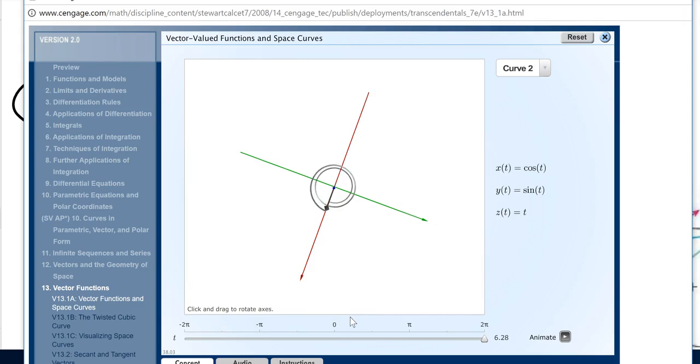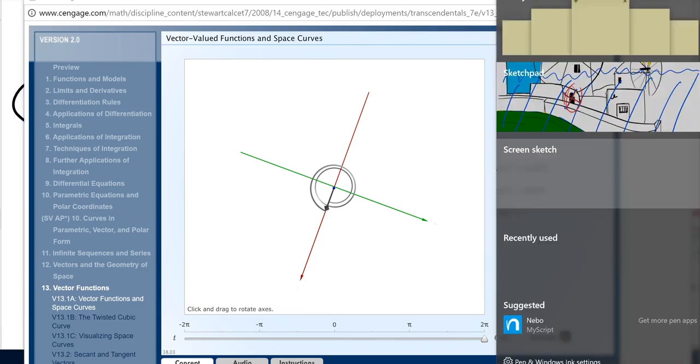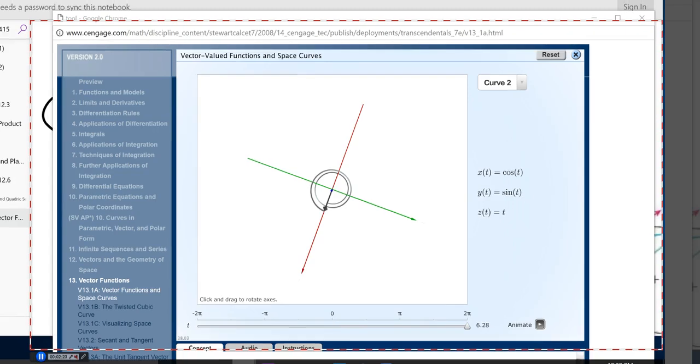Notice that if you look straight down the z-axis, you get cosine squared plus sine squared is 1. You get the circle. In other words, you get x squared plus y squared equals 1. X is cosine and y is sine. And so that's how you get the 1.